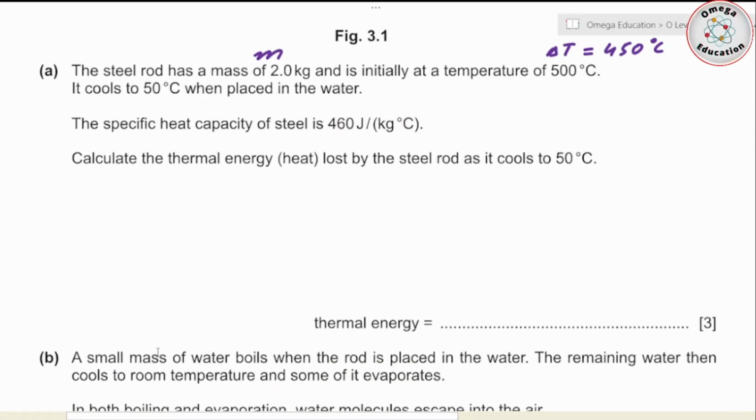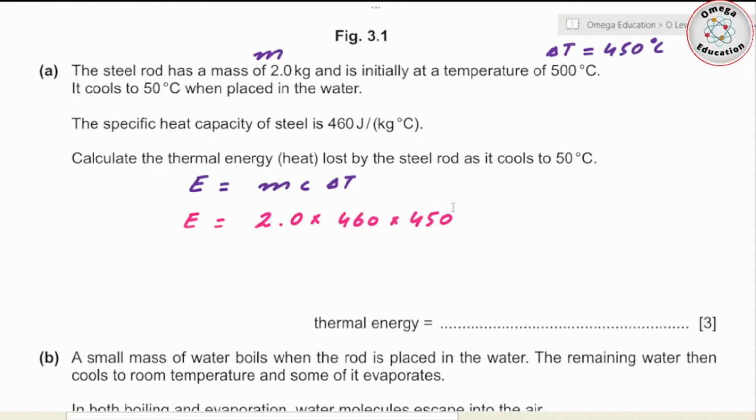So you have the standard formula you need to apply. E equals mc delta T, or we can also write it Q equals mc delta theta. Both notations are acceptable. Then we simply need to insert the values. Mass should be in kilograms. It is already in kilograms, 2.0 times specific heat capacity was 460 times the change in temperature was 450.